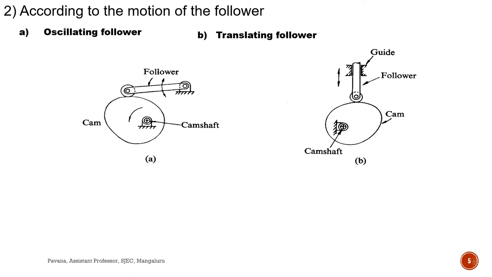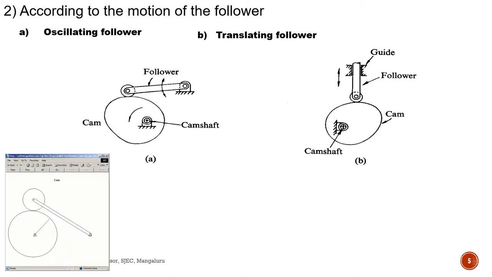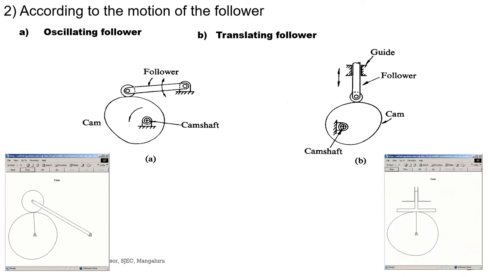Translating follower or reciprocating follower, where the follower is guided to move uniformly in the reciprocatory manner. So when the cam rotates, there is just a reciprocatory movement of the follower. You can see here, this is the oscillatory motion. The follower oscillates with respect to a fixed point, whereas in the reciprocatory follower, you can see the reciprocatory movement of the follower.